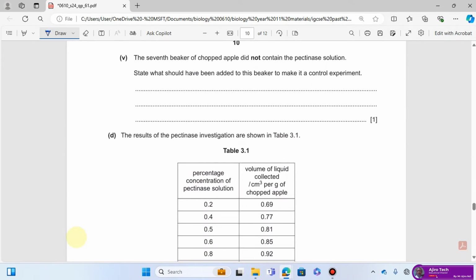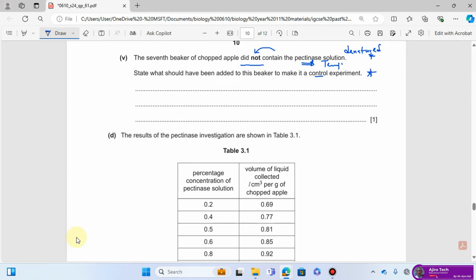This one says the 7th beaker of chopped apple did not contain pectinase solution. State what should have been added to this beaker to make it a control experiment. Experiments sometimes require a control, and since you are looking at the effect of pectinase enzyme, we know that temperature affects enzyme action, so you can add a denatured pectinase, so it won't have any effect on the apple, or you can just add normal ordinary water.